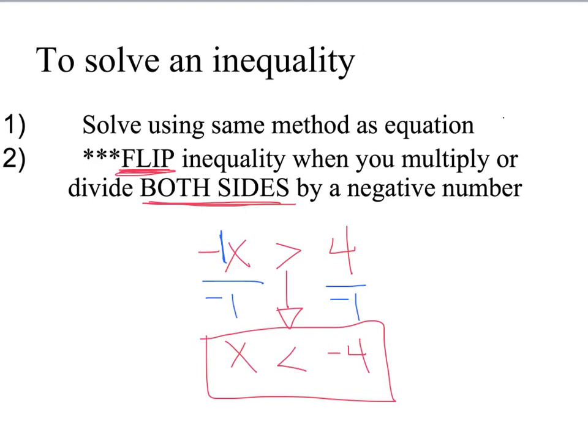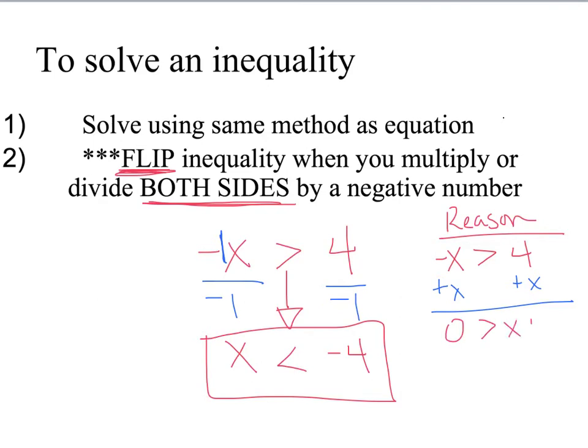And really the reason for this, if I have negative x is greater than 4, another way I could get rid of the negative would be to add x to both sides, which would be negative x plus x is 0, greater than x plus 4. And then I isolate the x.